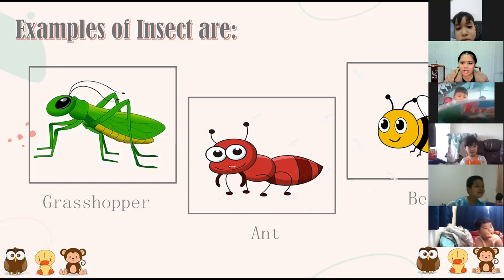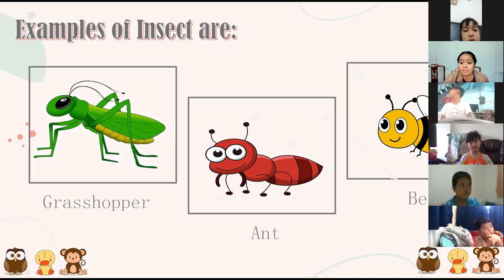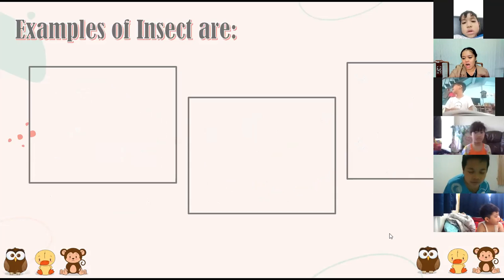How about an owl? What is an owl? Insect or bird? Bird. How about a grasshopper? Insect or bird? Insect. How about a penguin? Insect or bird? Bird. How about an ostrich? Insect or bird? Bird. Very good, P1. Good job. Yes, it's a bird.